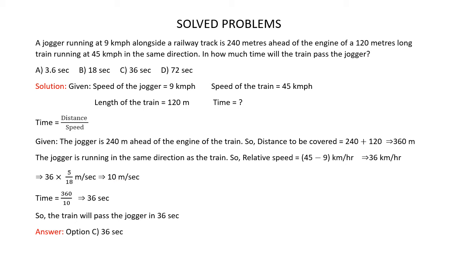Now we know that the distance to be traveled by the train to pass the jogger completely is 360 meters, and the relative speed is 10 meters per second. So the time is equal to distance divided by speed. So 360 divided by 10, which is nothing but 36 seconds. So the train will pass the jogger completely in 36 seconds. So the correct answer is option C, 36 seconds.